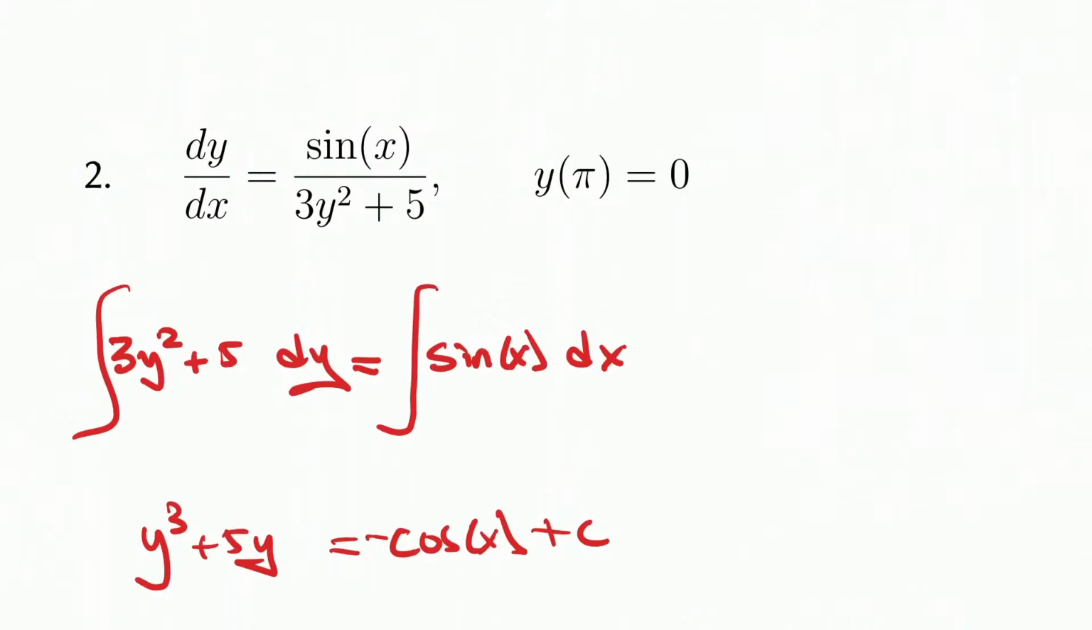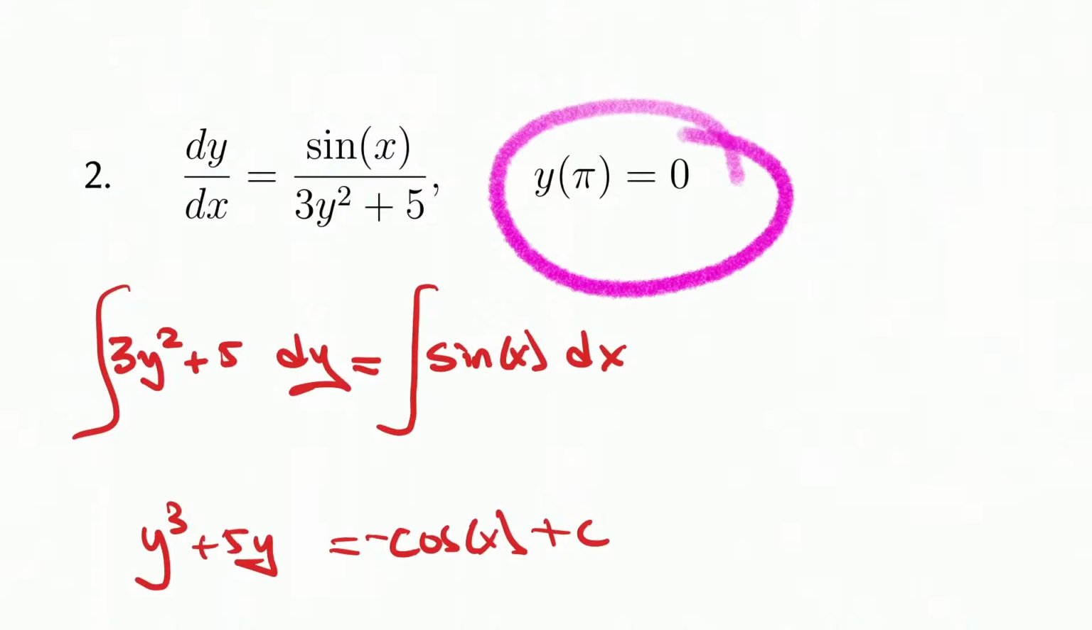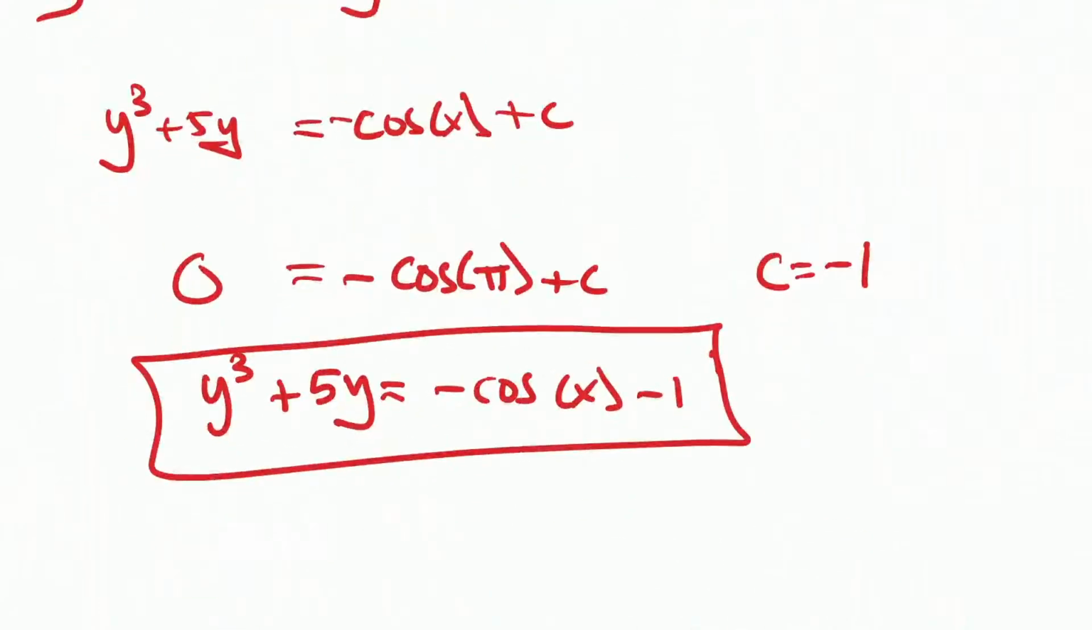I've got this initial condition to deal with. And so I'm just going to throw it in now. X equals pi when y equals 0. And so 0 is equal to negative cosine pi plus c. And you can hopefully do the math. C ends up being negative 1. And there's my final answer down there in the box.